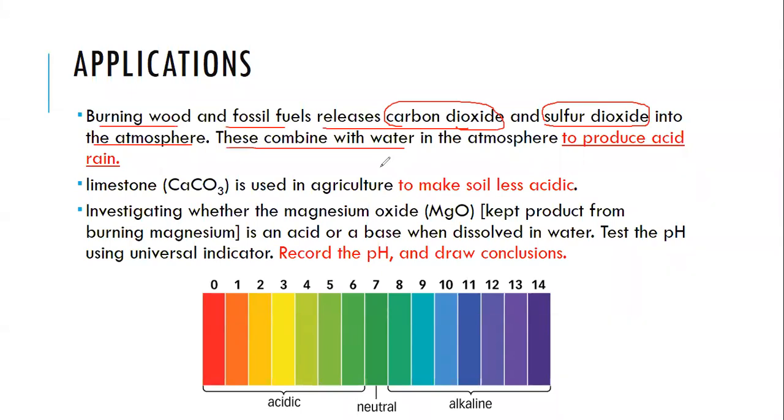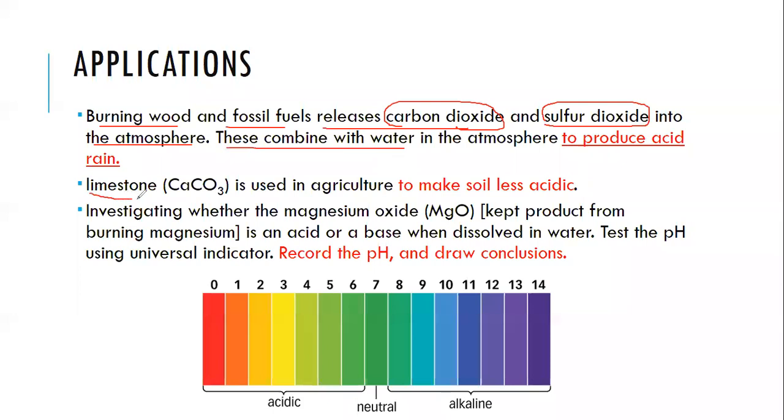If you remember, in the previous class we talked about acid rain. What happens is that when you burn fossil fuels and wood, it produces carbon dioxide and sulfur dioxide, and these go up higher in the atmosphere. When they meet the water in the air, they react with water to produce acids, and then these acids in the clouds go back onto the ground in the form of precipitation, like hail, snow, rain, and that's what we call acid rain. This is one application.